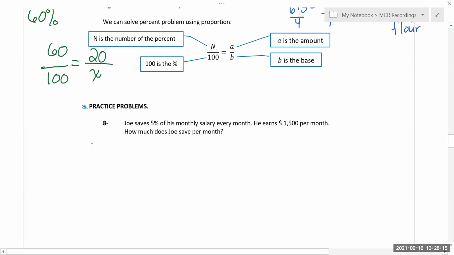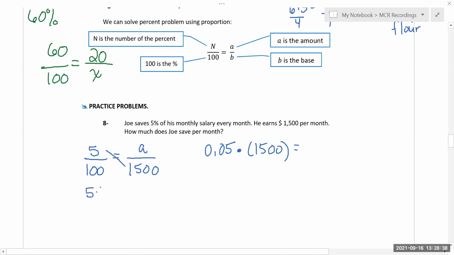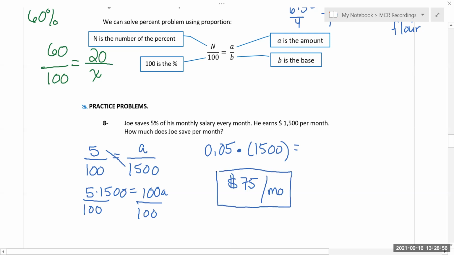So if Joe saves 5% of his monthly salary, that's automatically 5 out of 100. And his monthly salary, the whole, is $1,500. How much does he save? Another way to say this would be 5% of 1,500. If you look, it's the same math that you end up doing, because this is 5 times 1,500 equals 100A divided by 100, which is the same math. So no matter how you slice it, Joe is saving $75 per month out of his paycheck.